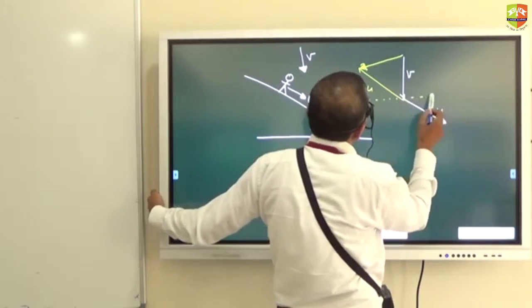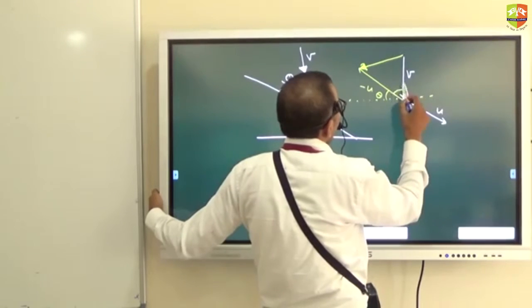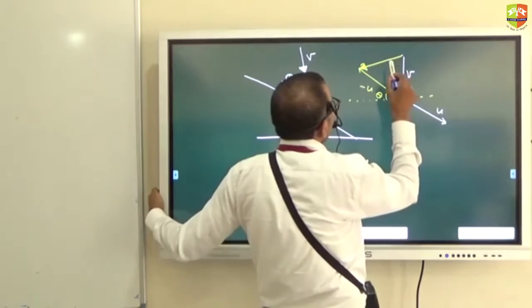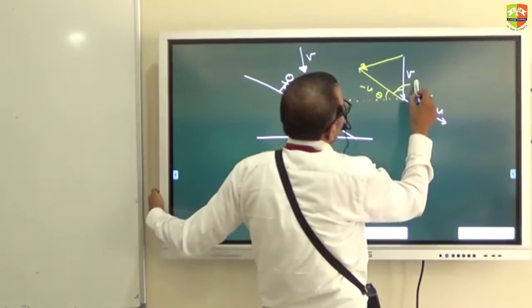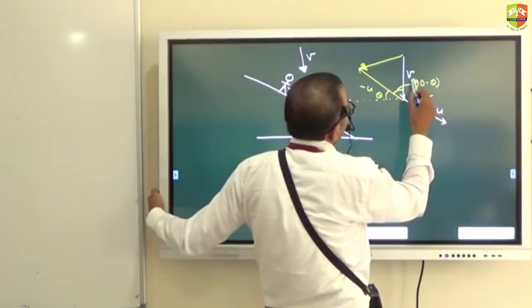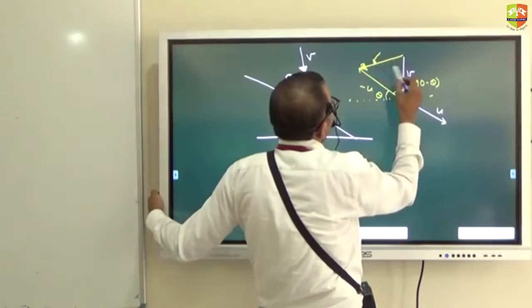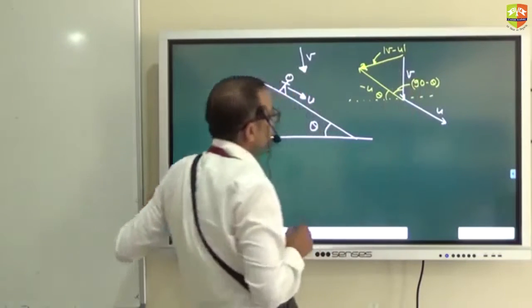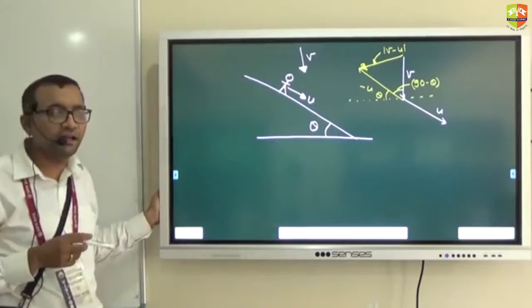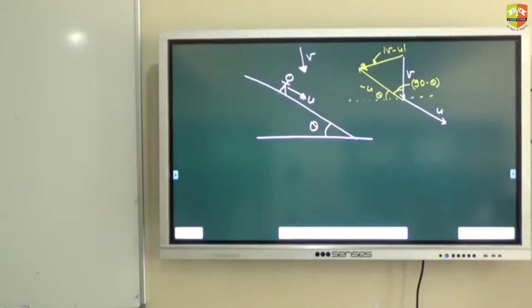So you can draw a line like this. This angle is theta. And this is the magnitude of V minus U. So like that you can see that every time whenever you have to find the relative velocity, you are essentially subtracting the observer's velocity.